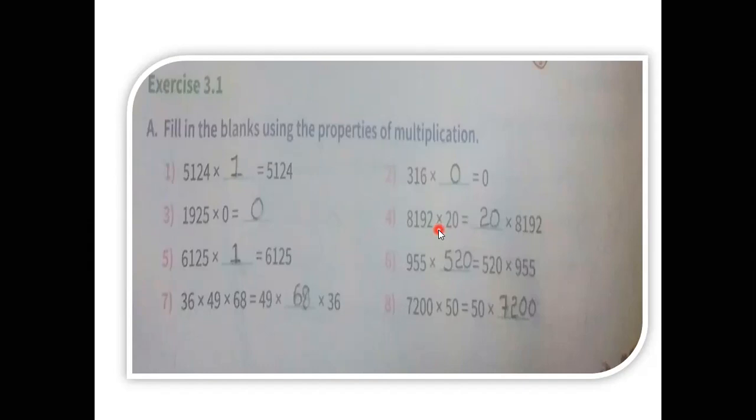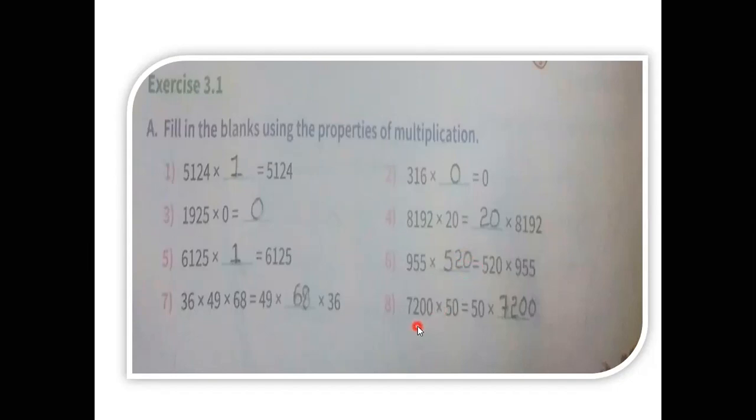As per our first rule, if you change the order and multiply also, you will get the same answer only. So here you should write 20. Next, 955 into dash equals 520 into 955. Here 520 into 955, if you multiply, you will get the same answer, and 955 into 520, if you multiply, you will get the same answer. So here you have to write 520.